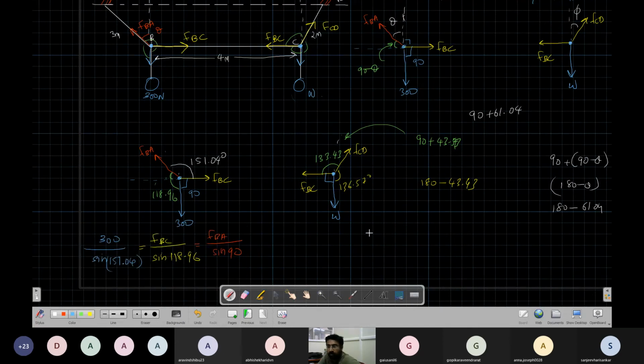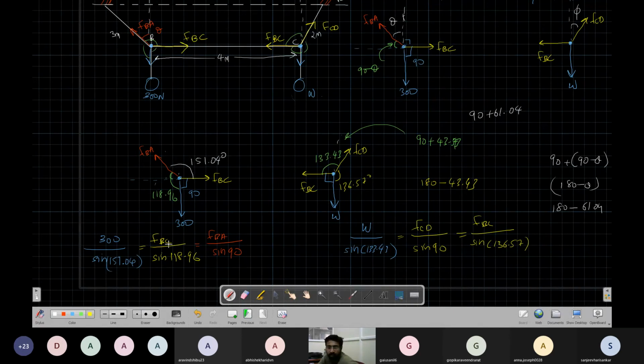And if I want to write for this, it is W by sine of 133.43, which will be equal to FCD by sine of 90, which will be equal to FBC by sine of 136.57.